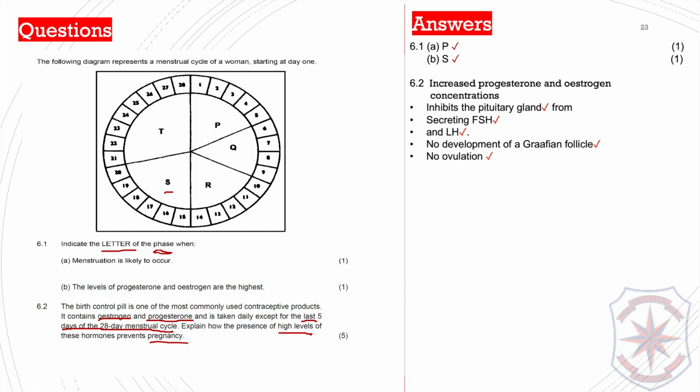There will be no ovulation. What does ovulation give us? It gives us an ovum. Therefore, there will be no ovum. If there's no ovum, there's no fertilization. All right? So the woman can never be pregnant if there is no ovum and there is no fertilization. So for this answer, any 5 points that you might have mentioned.